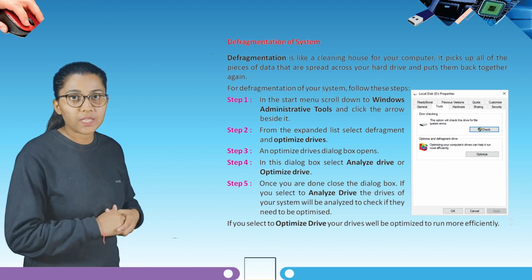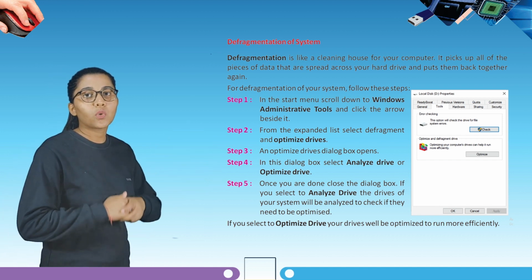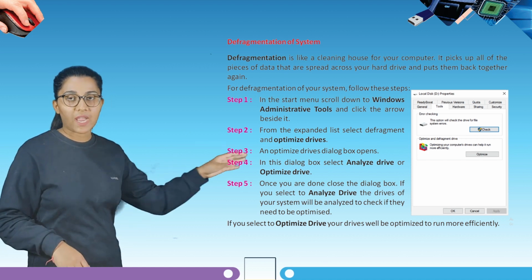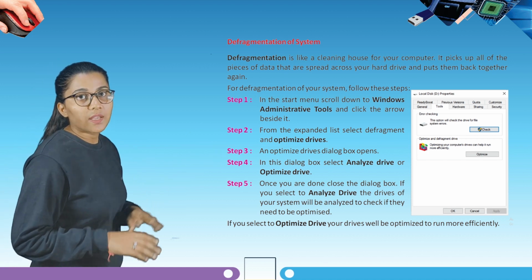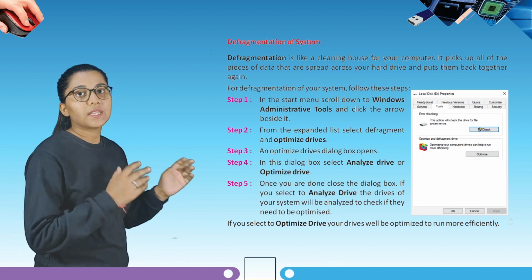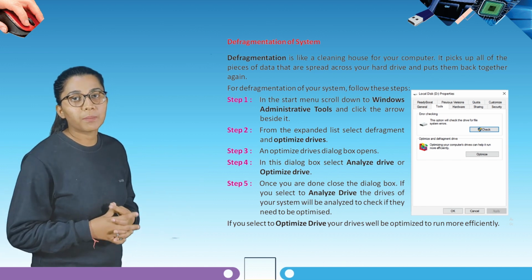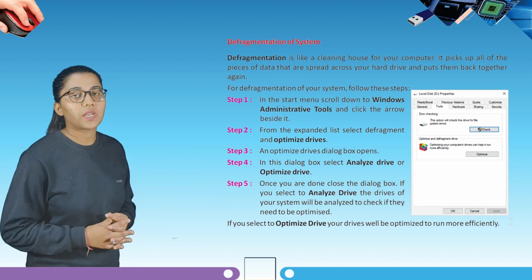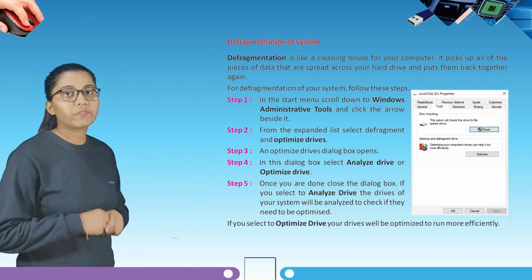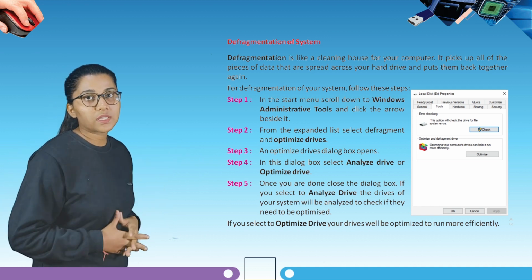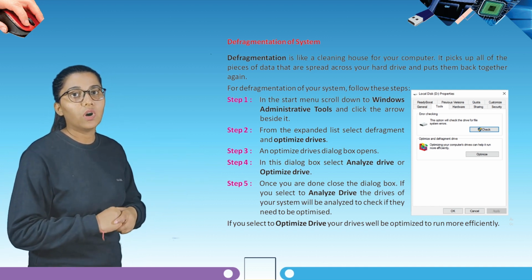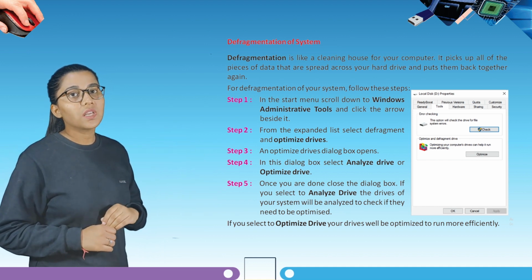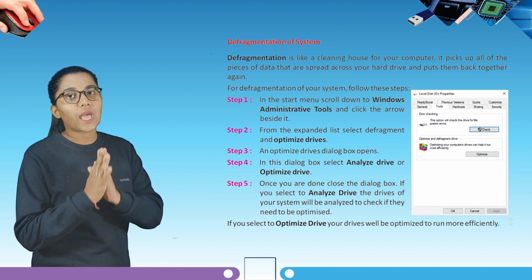So our step 1 is, in the Start menu, scroll down to Windows Administrative Tools and click on the arrow beside it. Now step 2 is, from the expanded list, select Defragment and Optimize Drives. The third step is, an Optimize Drives dialog box opens. Now step 4 is, in this dialog box, select Analyze drive or Optimize drive. Now step 5 is, once you are done, close the dialog box.